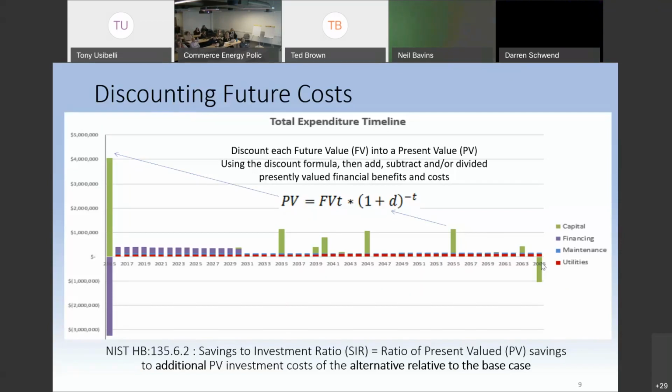One of the big ones we'll be talking about is the savings to investment ratio. And it's important when you look at the definition of the savings to investment ratio in the NIST standard that it's always relative to the base case. And so to do true, robust life cycle cost analysis, you need to build one of these timelines for both the alternative you're considering and the base case, what you would do if you don't do that alternative.